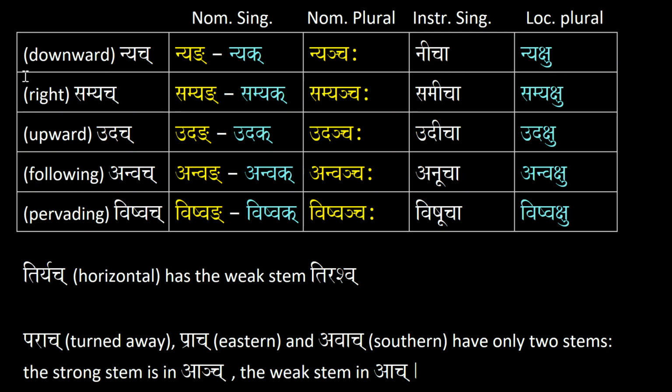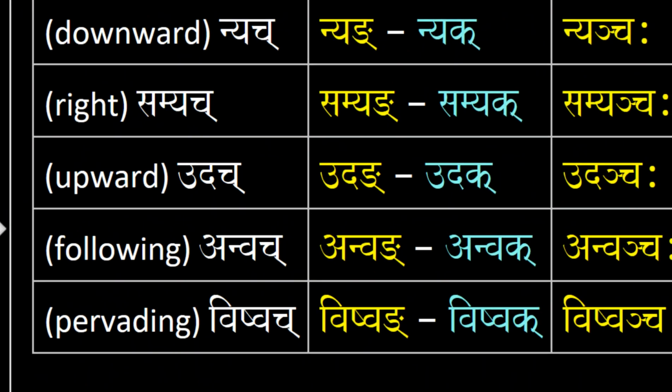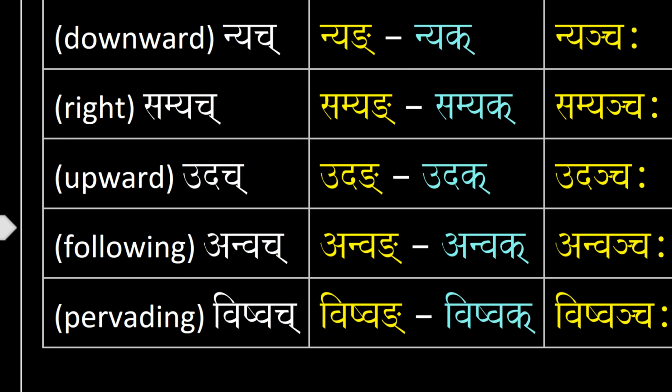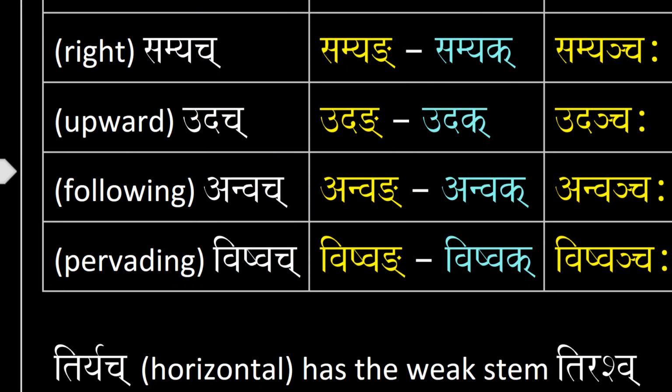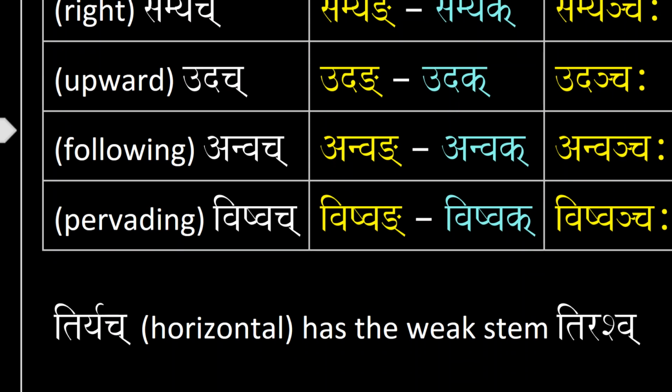So the following vocabulary words that we have, I would suggest that you write this down in your vocabulary notebook and put this as directional adjectives. So we have downward, which is nyach, right, which is samyach, upward is udach, following is anvach, and pervading is vishwach.